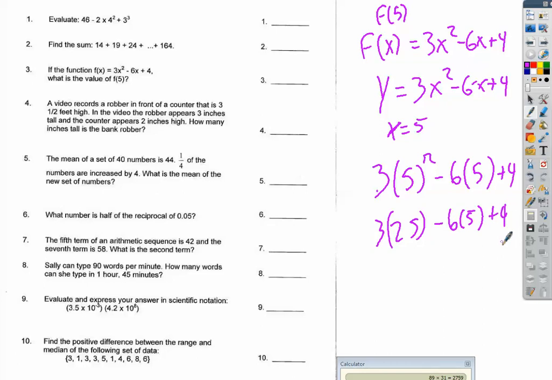I highly recommend you rewrite everything as you go through. So 3 times 25 is 75 minus 30 plus 4. 75 minus 30 is 45 plus 4. 45 plus 4 is 49. And that's our answer.